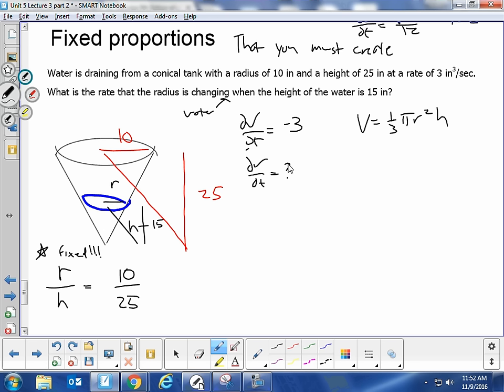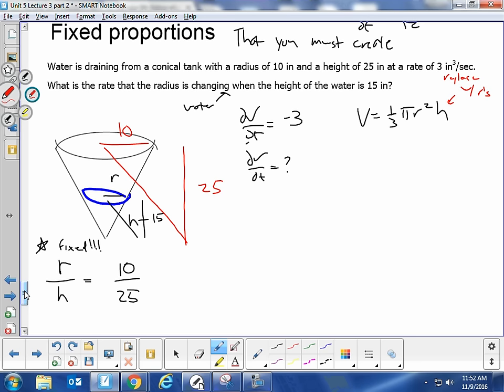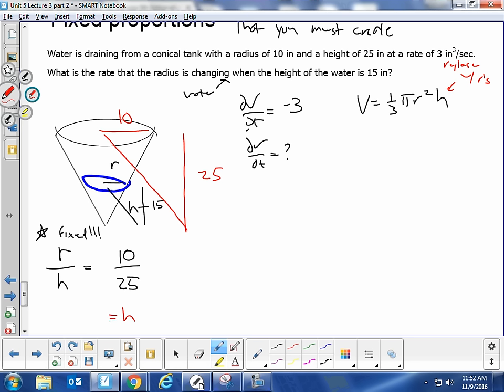Okay, now I want dr/dt, which means I need r's here. So I want to get rid of h and replace it with r's. Which means I'm going to solve for h down here. h will equal 25 over 10 r, or 5 over 2 r. I take that and plug that in for h. And now I have a specific formula for the volume of this water in this tank, not just the volume of a random cone randomly.